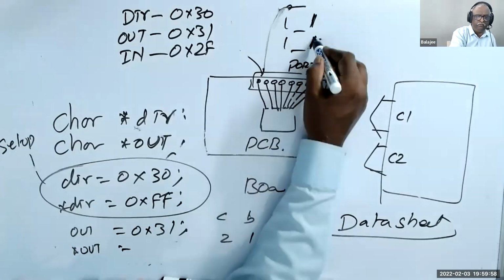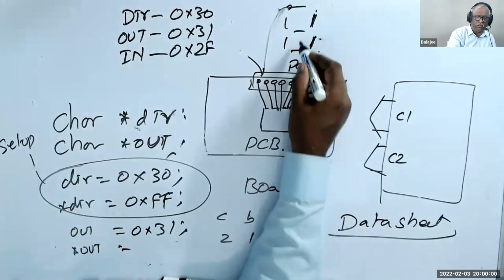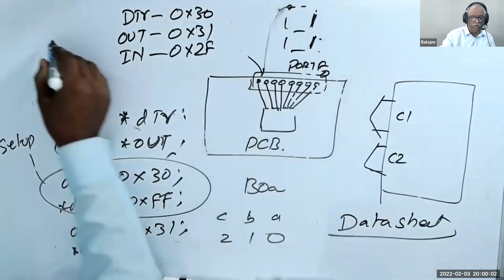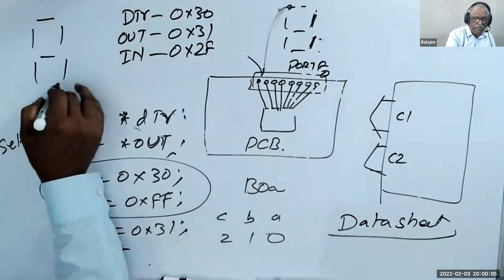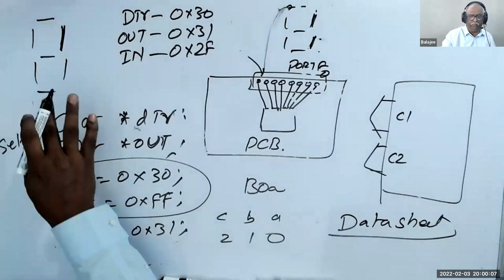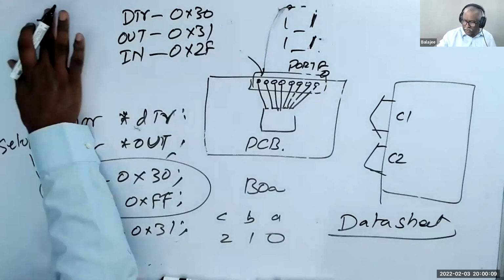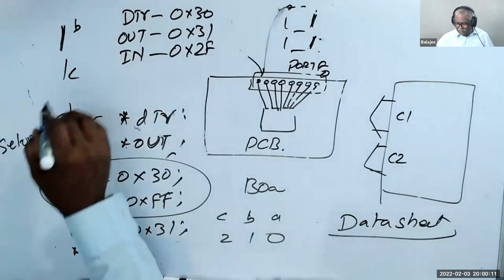The 7 segment. I want to display 1. So this is not required. Nothing is required. Only B and C are required. That means A, B, C, like that.